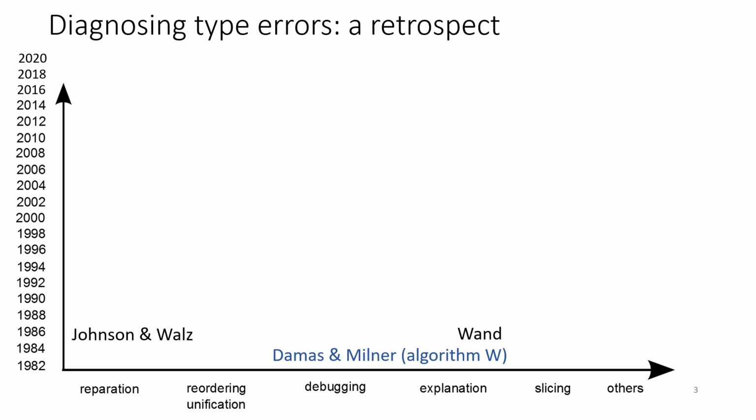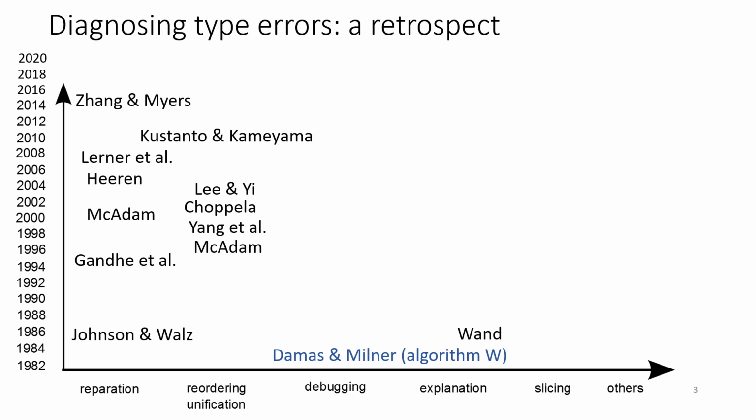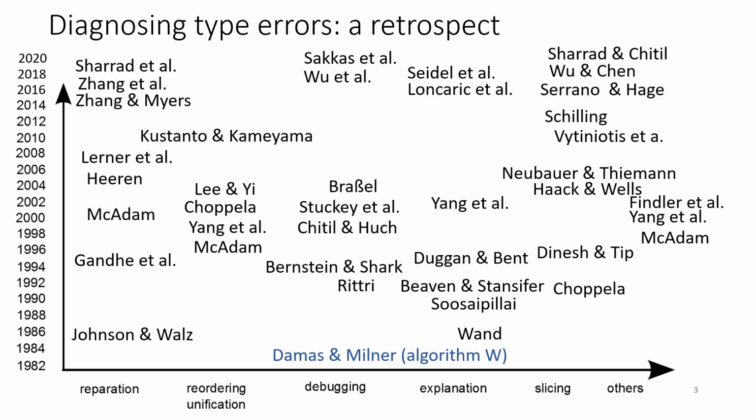The research of type error debugging has a surprisingly long history, and we can see from this slide that just a few years after algorithm W was developed, several researchers already started to work on this type error debugging problem. Up to today, in the past 4 decades, a lot of approaches from different perspectives have been developed. Interestingly, even with those approaches, the support for debugging type errors in type classes and functional dependencies is very preliminary.